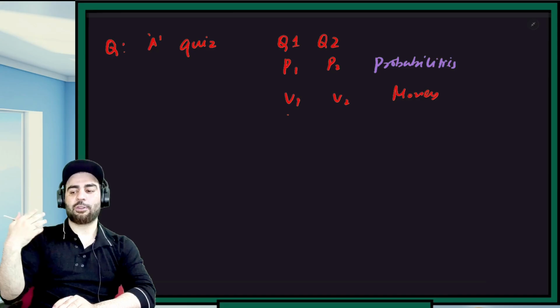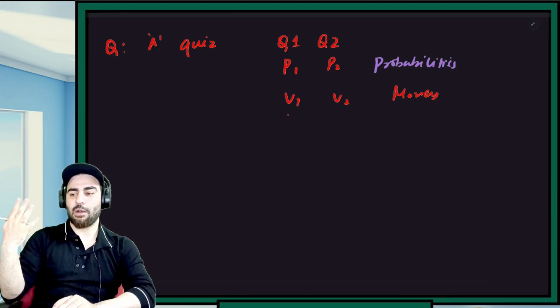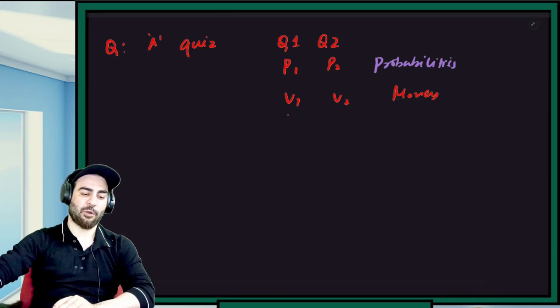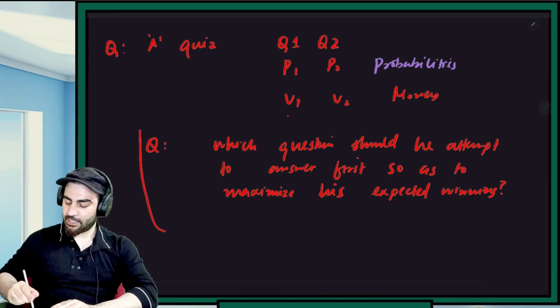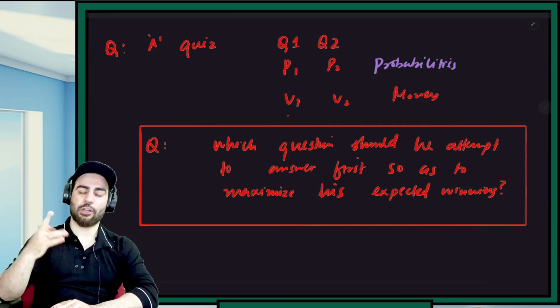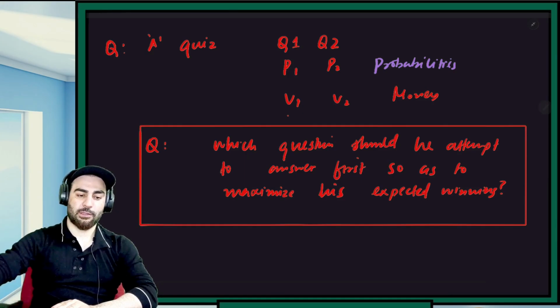Now the question is, in what order should you answer the questions, and what is the expectation of winning? How much can you win based on these probabilities? The question goes like this: he has to choose the ordering, so which question should he attempt first so as to maximize his expected winning? He can choose to answer Q1 followed by Q2, or Q2 followed by Q1.